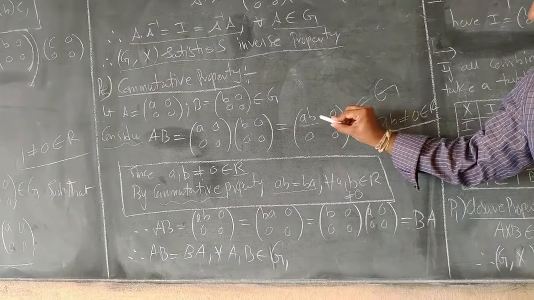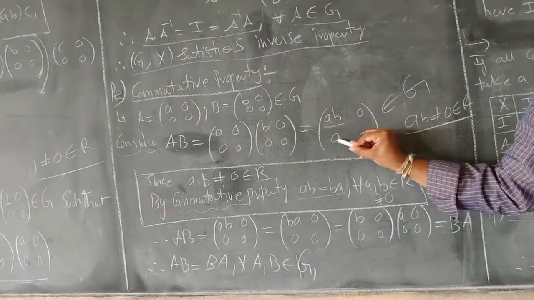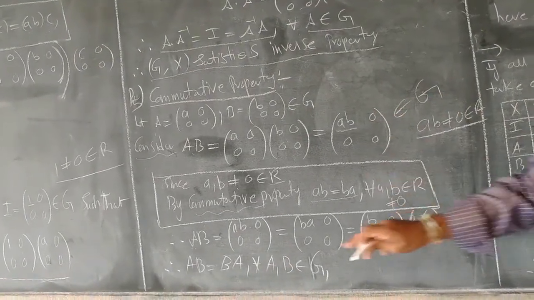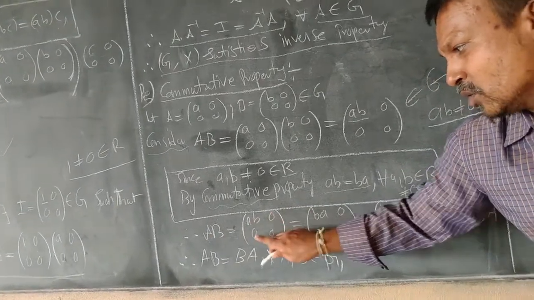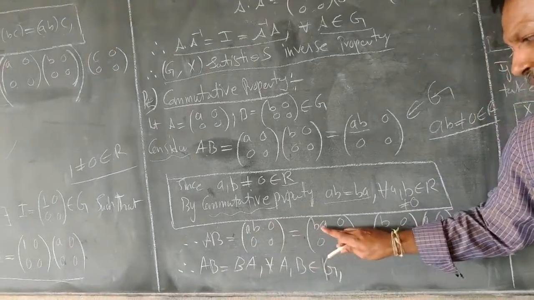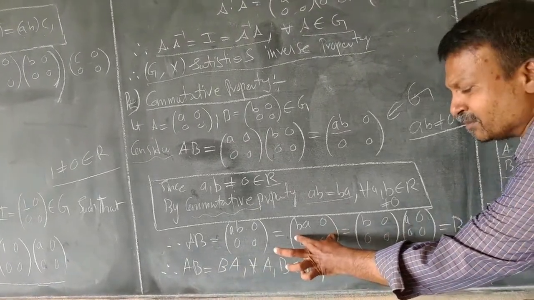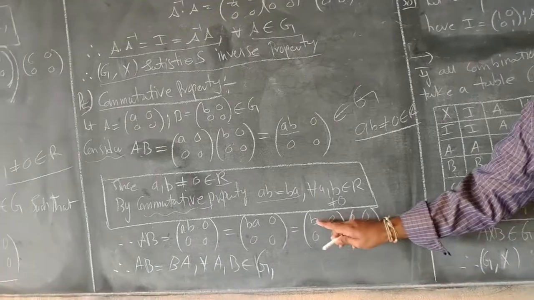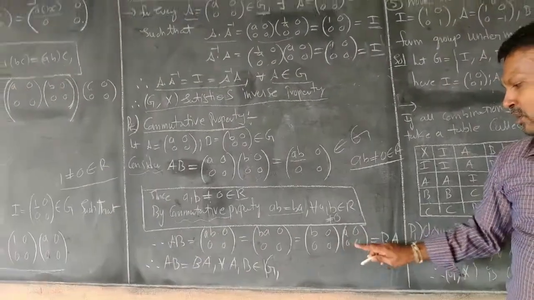Therefore here on the right hand side, capital AB is equal to [ab 0; 0 0]. Instead of ab we write it as ba. See here, I have written AB is equal to [ab 0; 0 0] is equal to [ba 0; 0 0]. Right. I will split up this single matrix into the product of two matrices as [b 0; 0 0] into [a 0; 0 0].